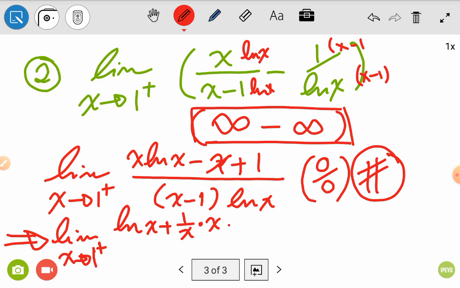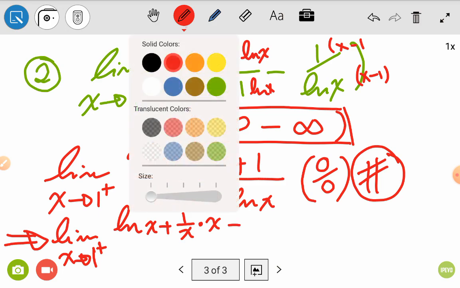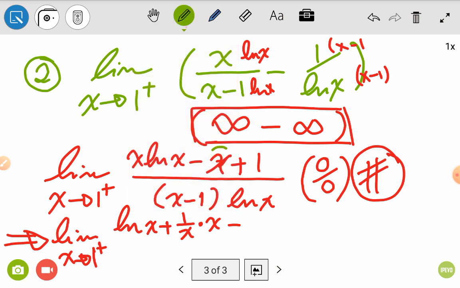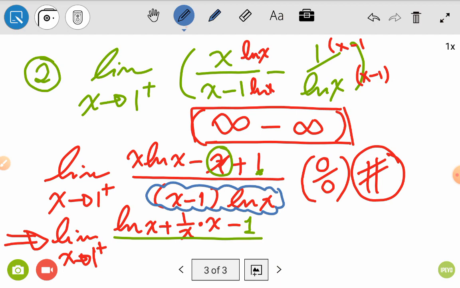Then the derivative of the rest: the derivative of this x is 1, and the derivative of 1 is 0. This all over the derivative of the denominator. What's the derivative of the denominator? The derivative of x minus 1 times ln x, the same thing here, which is the product rule. How to find it?